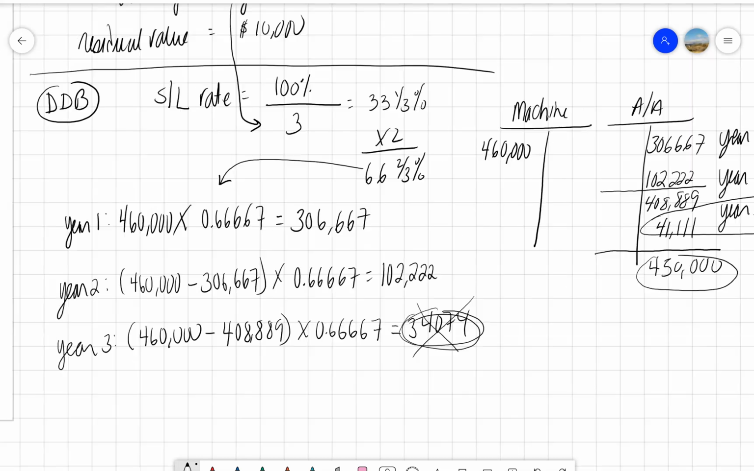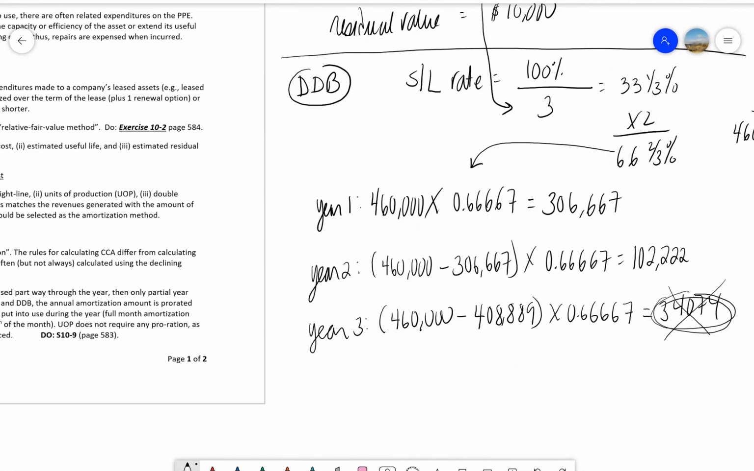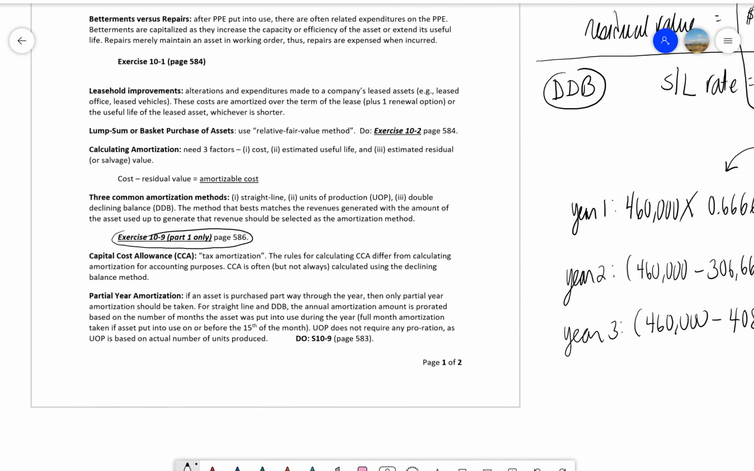So that's an example of the three methods that are shown in the textbook to calculate amortization. So straight line, units of production, double declining balance. Now the textbook goes on to talk about tax amortization, CCA, capital cost allowance. Just know the term.